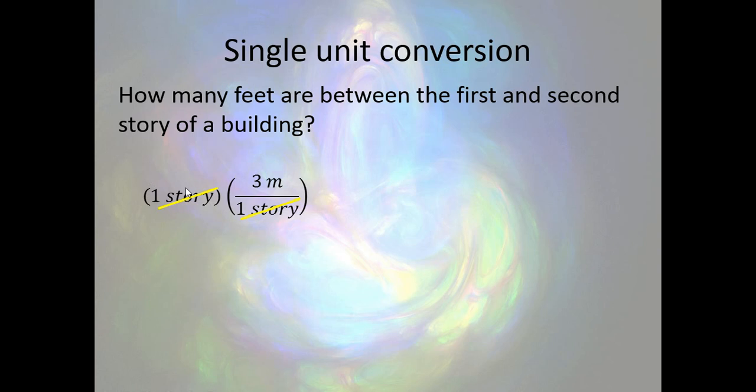But it's still the same thing as 1 story, just like before, because all we did is multiply by 1. And notice that we multiplied by 1 by having divided both sides by 1 story instead of dividing both sides by 3 meters. In other words, we don't want to multiply by 1 story over 3 meters, because then our units would be stories squared per meter, which would just be silly. So we don't want to do that.